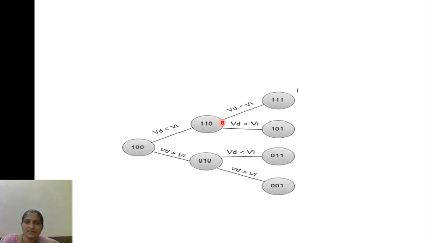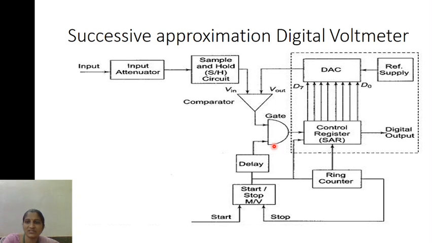Again it will proceed to the next process, that is again it will compare the input voltage to the output voltage. If the input voltage is greater than the output voltage, then it will set the next bit to 1, and likewise if the input voltage is less than the output voltage, it will make the process reverse, that is 101. So this process goes on repeating until the output has been measured and it will display on the display of the successive approximation register. So this is the successive approximation digital voltmeter where you can see the digital output. So these are the different types of digital voltmeters which we can observe.